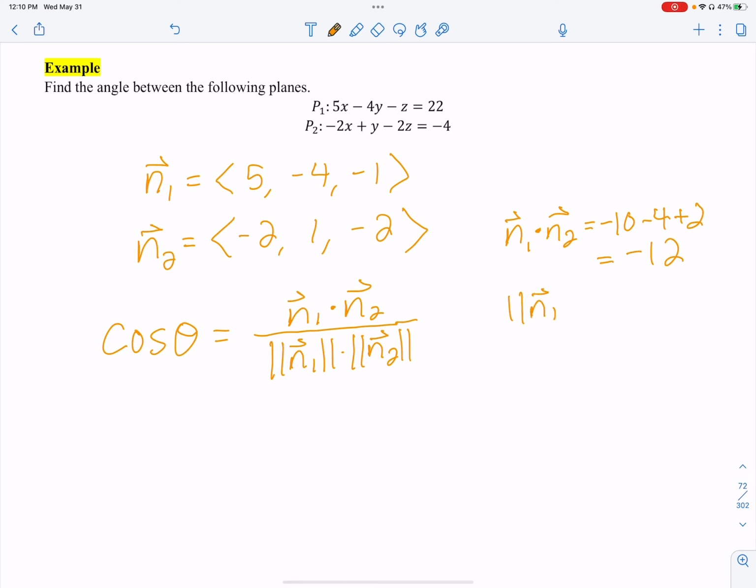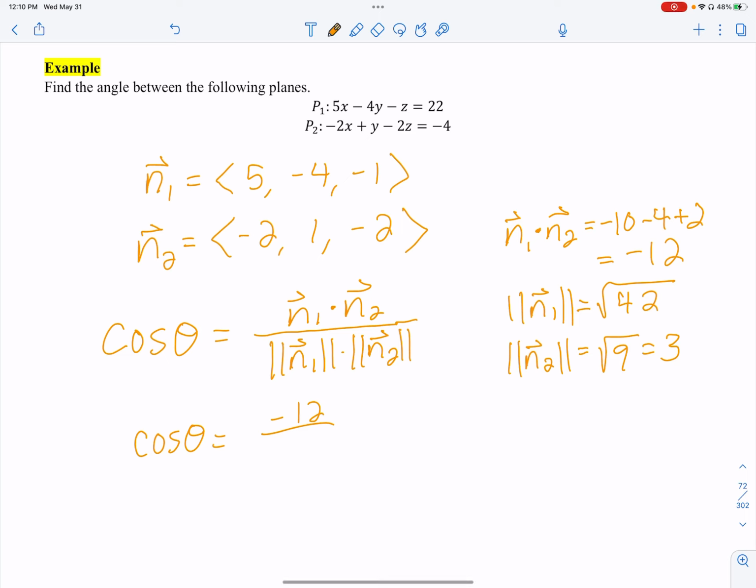Magnitude of N1 is the square root of 25 plus 16 plus 1. I guess I didn't need to do that in my calculator. That is the square root of 42. The magnitude of normal 2 is the square root of 9, which is a nice, pretty 3. All right, so cosine of theta is equal to -12 over 3 times the square root of 42.